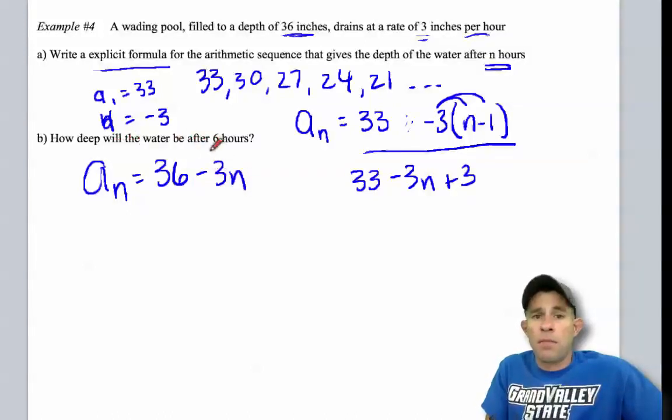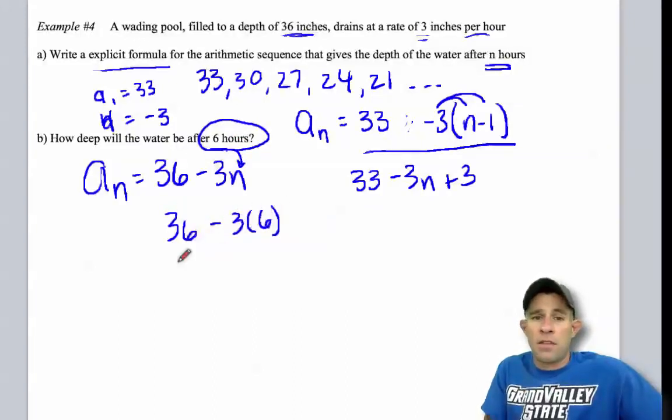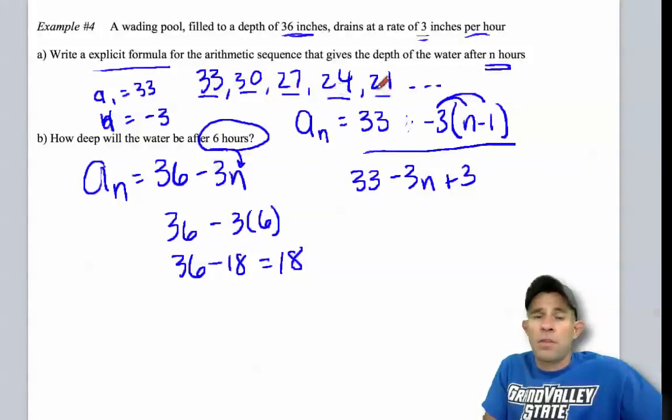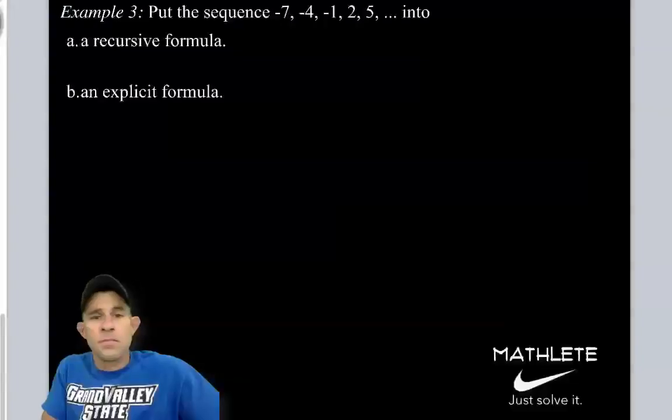Okay, we want to know the depth of the water after 6 hours. 6 is going to take on the value of n. So we will substitute 6 in for that n, and we get 36 minus 3 times 6, and that's going to give us a value of 36 minus 18, which results in 18 inches. You should see that reflected in our sequence up here. We have our first 5 terms. If we subtract one more value of negative 3, that constant rate of change, we should end up back at 18, and this will be our 6th hour.